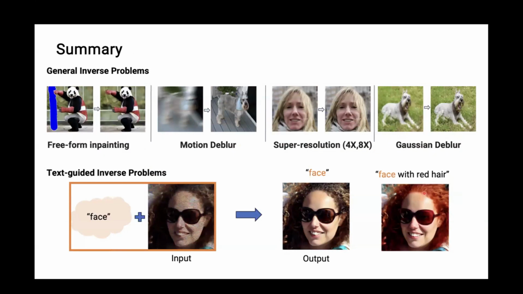So the summary is that what I've talked about is inverse problems for images, and also how you can do principled correction of the drift field, which will lead to various benefits.